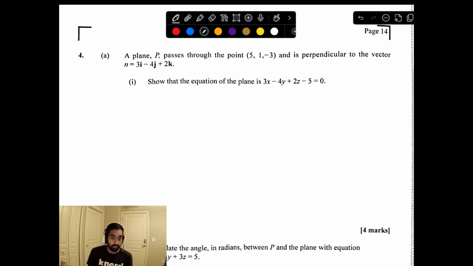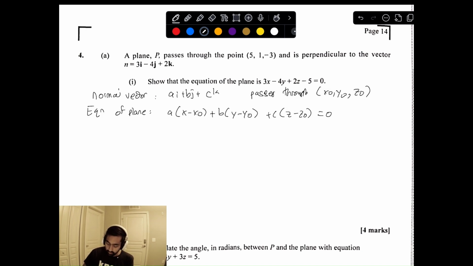So the first thing that we should do is basically we just have to recall what the formula for the equation of the plane is. Let's say the normal vector is ai plus bj plus ck, and the plane passes through the point (x0, y0, z0). Then the equation of the plane is a times (x minus x0) plus b times (y minus y0) plus c times (z minus z0) equals 0.